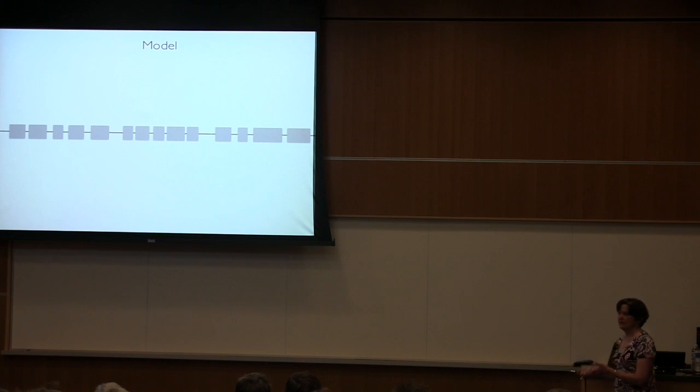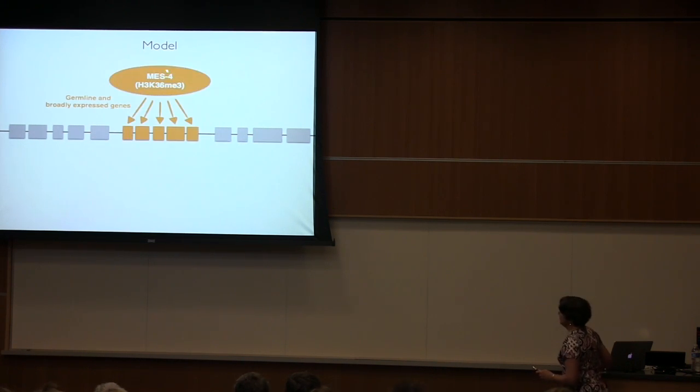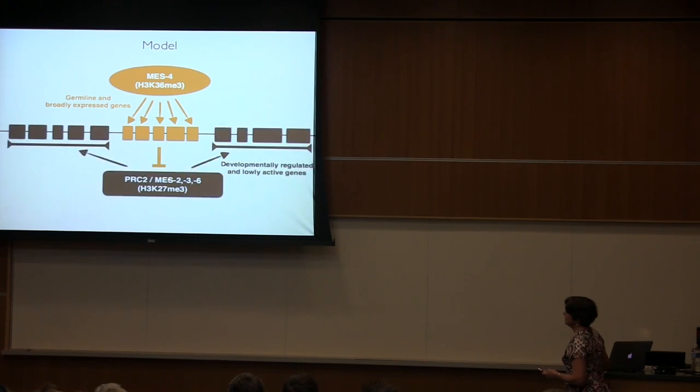So to put all this together in a model, if we have all of these gray boxes, our genes, for example, in the genome, we can see that MES4 in the germline can put down H3K36 trimethylation mark on germline expressed genes, and these are also genes that tend to be broadly expressed. This mark will then be inhibitory to the PRC2 complex, which then can mark other genes that are not marked by K36 trimethylation in the germline with this H3K27 trimethyl. And these would be the developmentally regulated genes, or genes regulated in other contexts, lowly active genes. And we have this data from Susan Strome's lab in MES4 mutants, and we now want to do mapping in a PRC2 minus mutant to try and test this model.